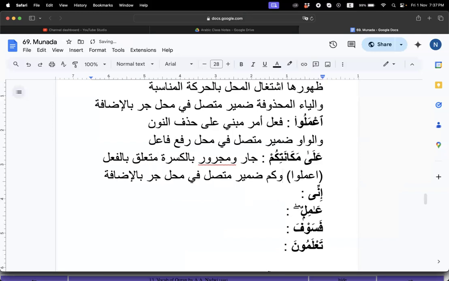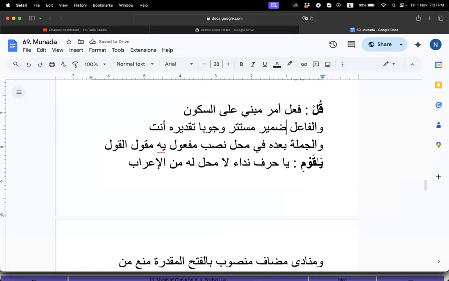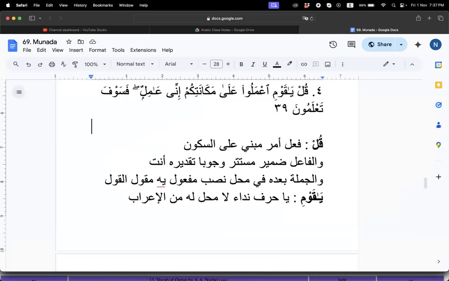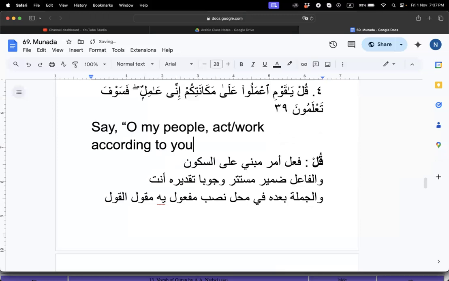Can you translate until here? Yes, sister. Say, oh my people or my nation, act, or work even. Work at your place. So this ala is like according to. According to your makanati, which is like places, positions. Yes. Okay.